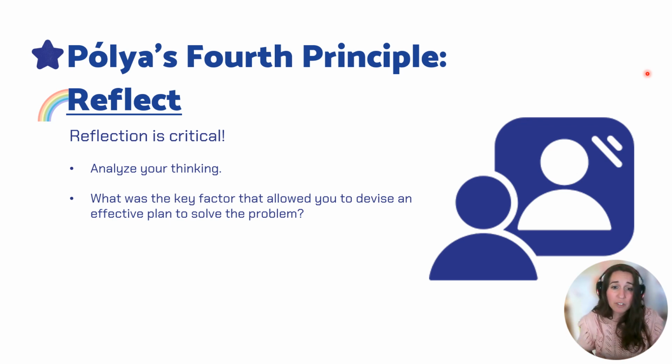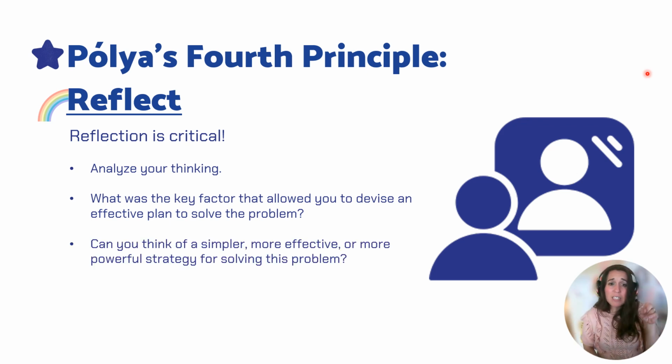What was the key factor that allowed me to devise an effective plan to solve the problem? How did I recognize that this particular problem would be best suited by the strategy of drawing a picture? Can I think of a simpler, more effective, or more powerful strategy for solving this problem? So maybe I've gone through and I've solved the problem and I drew a picture and I got the solution. But I took a step back, or I turned and talked to a partner, or I shared out with my class, and somebody else told me that they actually used algebra to solve the problem.